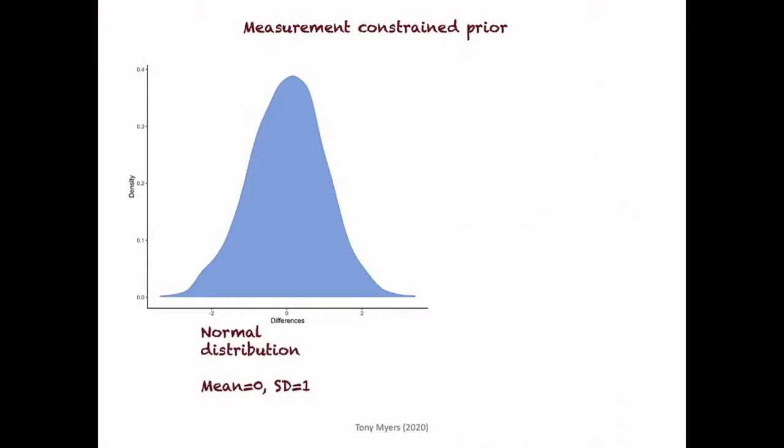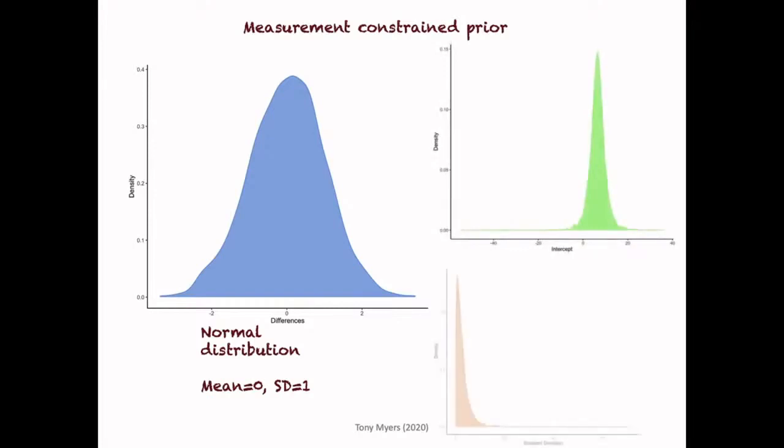Measurement constrained prior: what I'm trying to get at here is, I've thought about what likely differences there are going to be in sprint times, given this is a group that's been randomized to control and treatment. I don't think they're going to be much more than, say, 2.5 meters per second either way. So I've centered this at a mean of 0 and a standard deviation of 1 to try and capture that. Again, I'm going with the defaults on the intercept and the standard deviation.